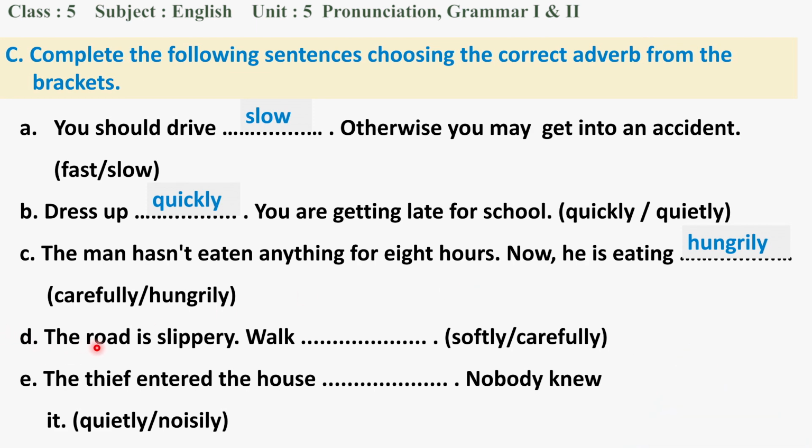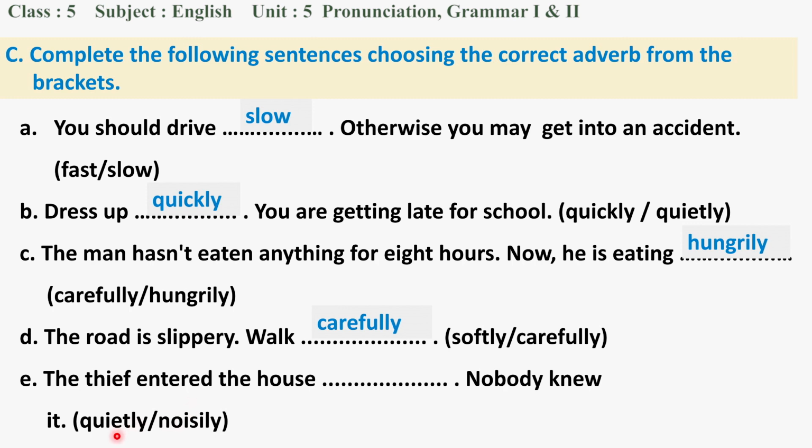Now, let us discuss this one. Sentence D. The road is slippery. If the road is slippery, then walk softly or carefully. If there is a slippery road, so we need to walk... very good. We need to walk carefully, okay? So, how do we need to walk? Carefully. The road is slippery and we need to walk carefully. Good.